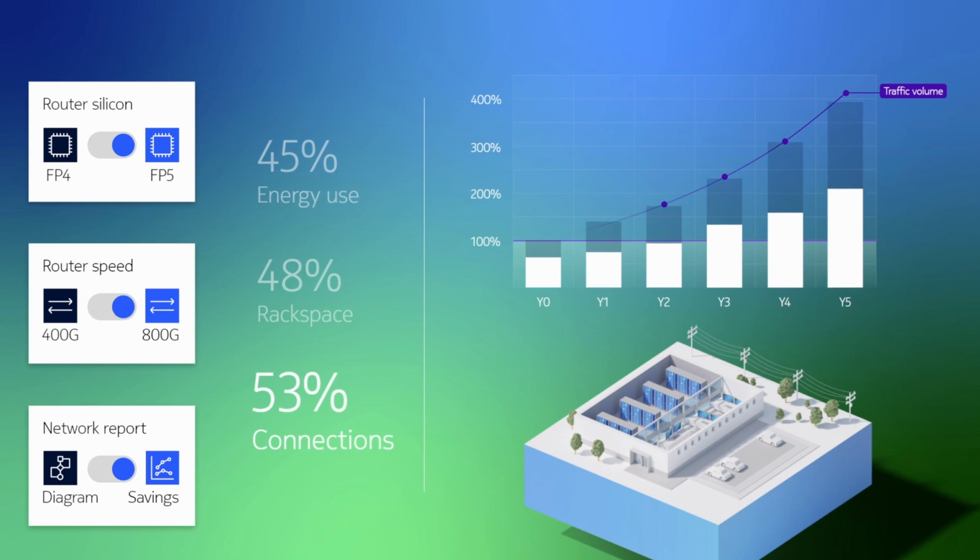Equipping faster 800 GE pluggable optics also reduced the number of router ports that need to be provisioned and managed to 53% of the 400 GE reference network. Faster 800 GE links also reduce packet latency and give more headroom for traffic peaks and future growth.